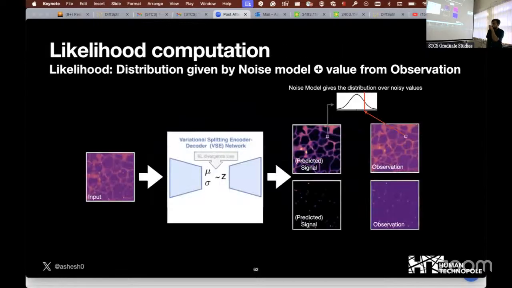So yeah, we integrated this into the likelihood computation. Let me explain. You have this input, you feed it to the network, and it will give you two predictions. We assume that, let's say, this is clean. So now you take this pixel value as a signal, you feed it to the noise model, and it will give you a distribution over noisy values, and we have access to one noisy value specifically, right? So we have a distribution and a value, and you could compute the likelihood. In this way, essentially, you train the network.